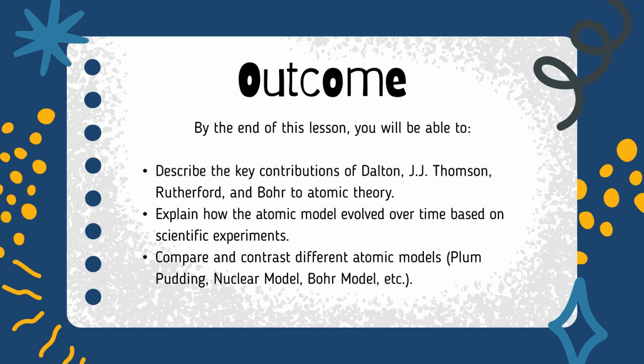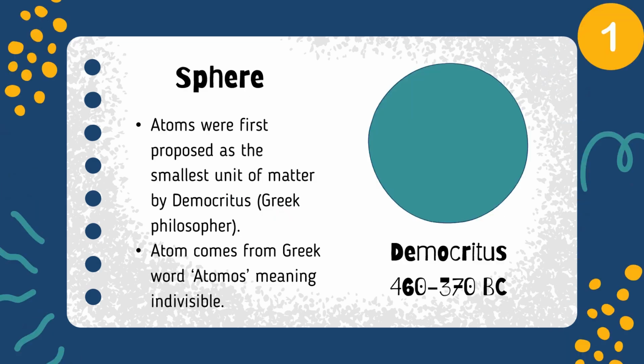By the end of this lesson, you will be able to describe the key contributions of Dalton, J.J. Thomson, Rutherford, and Bohr to atomic theory. You'll be able to explain how the atomic models evolved over time based on scientific experiments. You will be able to compare and contrast different atomic models like Plum pudding model, nuclear model, Bohr model, etc.